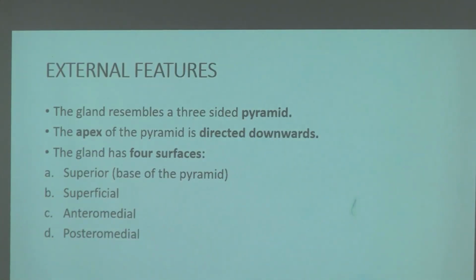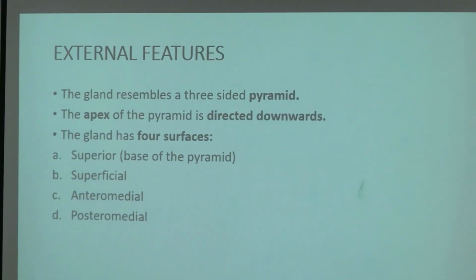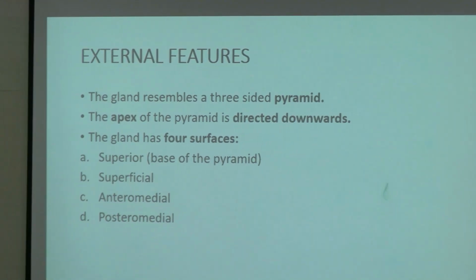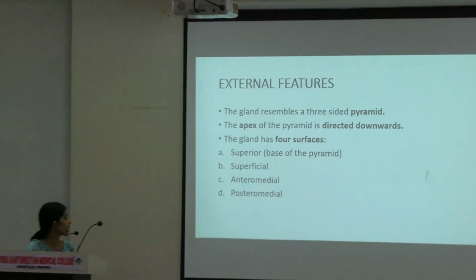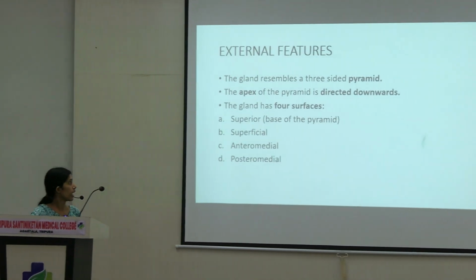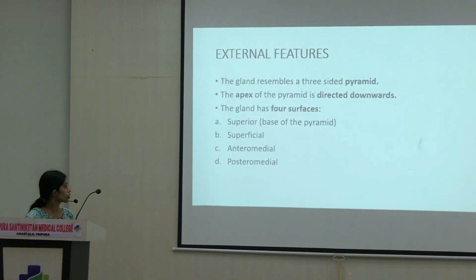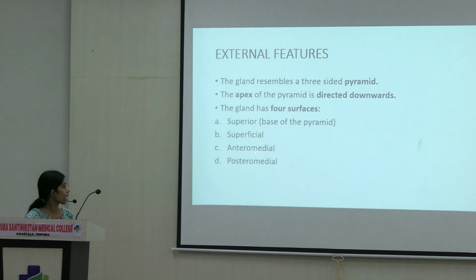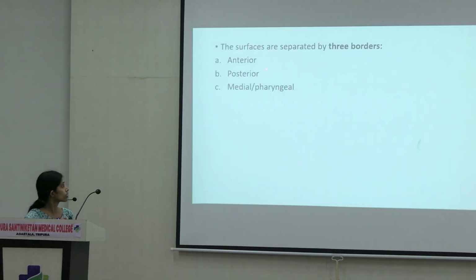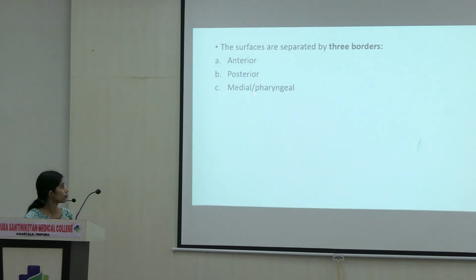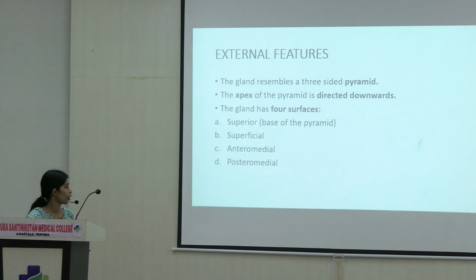Next, we have the external features of the parotid gland. We have an apex, which is directed downwards, and we have four surfaces and three borders. The four surfaces are the superficial surface, superior surface, anteromedial surface, and posteromedial surface. The borders are anterior, posterior, and medial or pharyngeal borders.